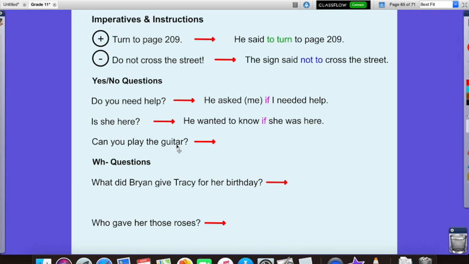Let's also do the last one. Can you play the guitar? Reported speech. He asked if I could play the guitar. Notice that the verb shifts one tense back. Can changes to could.